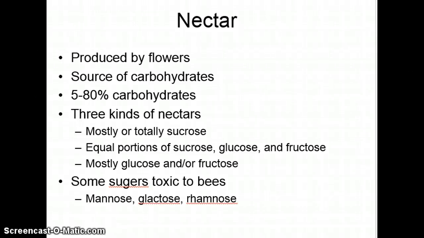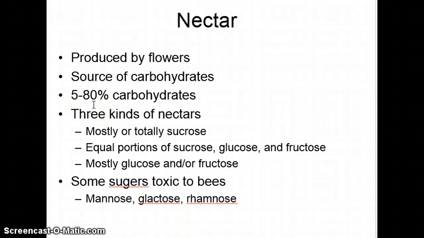So we're going to talk a little bit about nectar. Nectar is clearly produced by flowers. That's why in previous lecture we learned that flowers and bees evolved around the same time. It's a source of carbohydrates. It's anywhere from 5 to 80% carbohydrates.